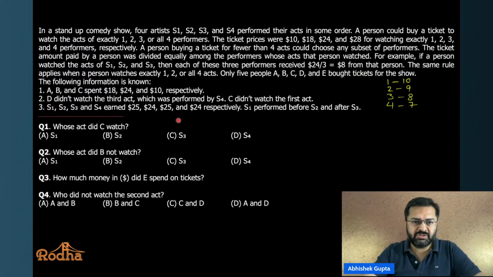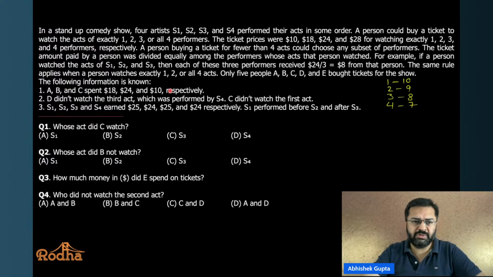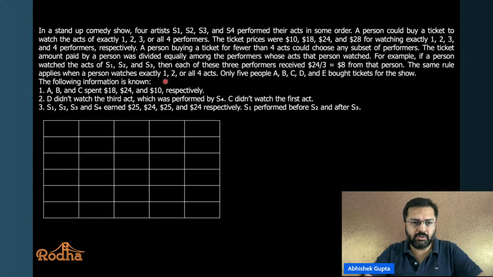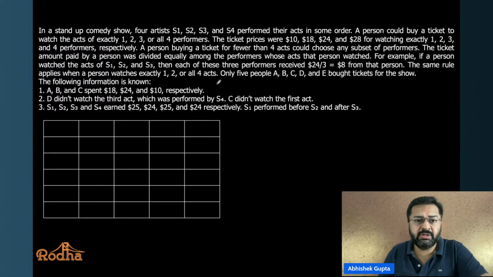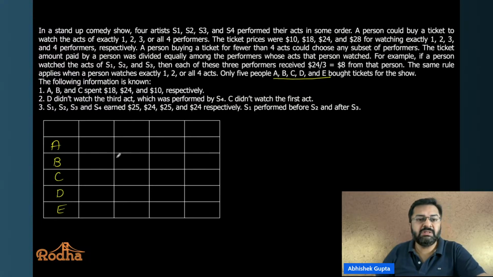Okay, so let me just remove this table from here and remove those questions from here. It's the same data, just remove this to make some space and get this table here. Now, how would we make this table? It would be a structure in which these would be the people who are buying the tickets. You know that these are only 5 people, A, B, C, D, E. So I'll put them here. This would be A, B, C, D, and E. These are the people who paid.